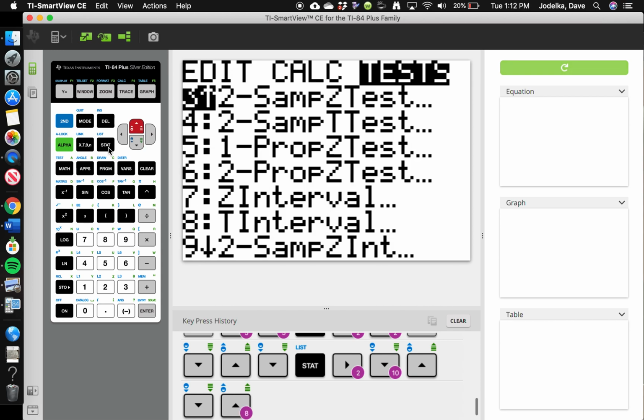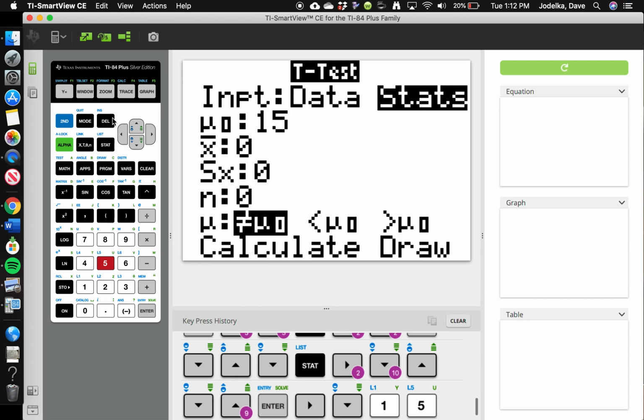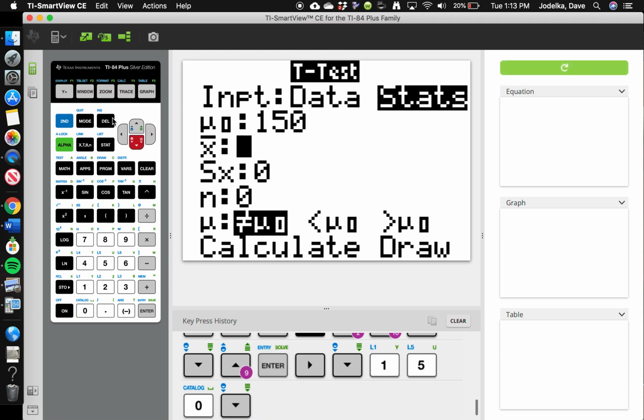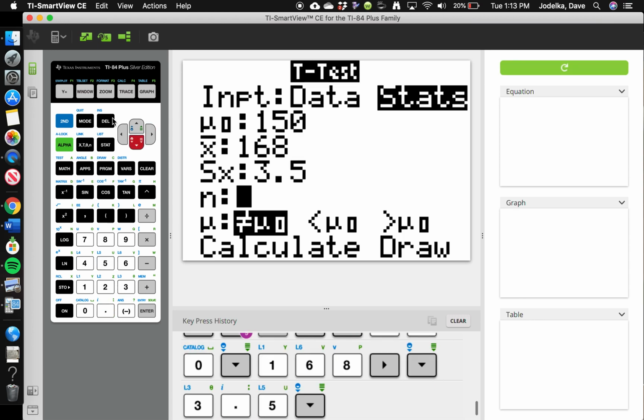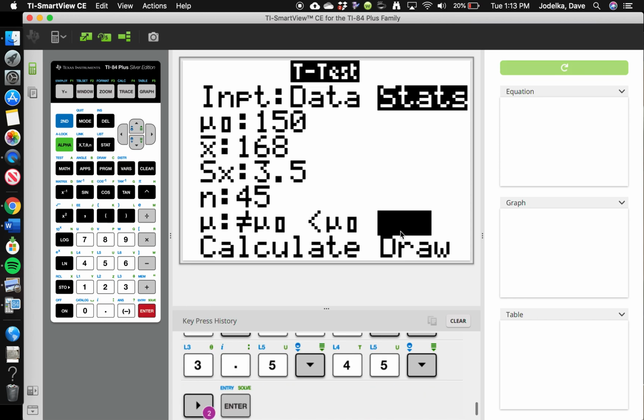Let's just do a one-sample t-test. So let's say the average amount that a boy weighs is 150 pounds. In our sample, it was 168 with a standard deviation of 3.5. And our sample was 45 people. And I'm trying to find out if my sample is greater than average.